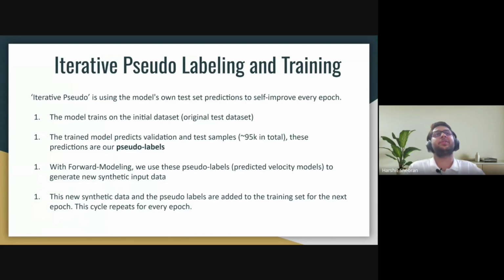Iterative pseudo is basically my term to say that for each epoch, I'll use the model to predict the test set and my validation set. I'll forward model those samples, and then I'll re-add them to the training. Reading the text on the screen might also be very helpful right now if you are having trouble understanding me.